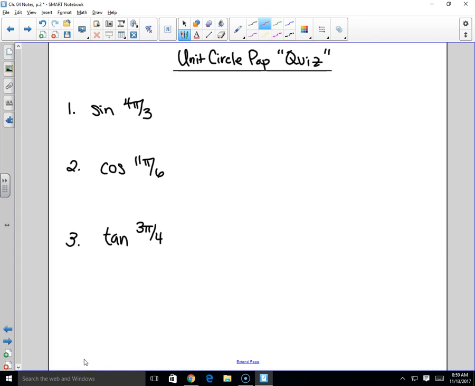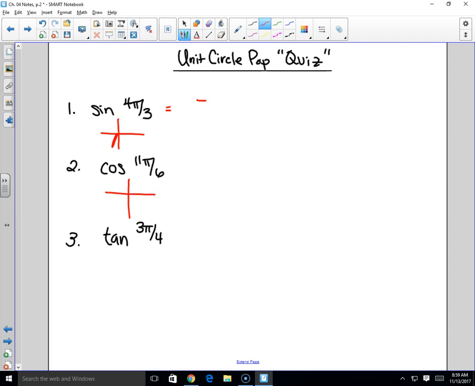Alright, I'm going to do a different way each one. For all of them, you got to think about the quadrants. So 4 pi over 3, what quadrant will give me? Third quadrant. And then the third quadrant: all students take, only tangent is positive, I should say. So sine is negative. Right now I know it's negative. We'll come back to the value in a second. We have to visualize the quadrants for all of them.